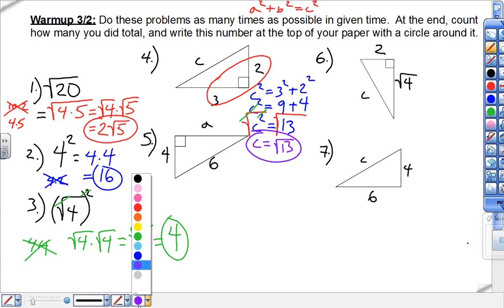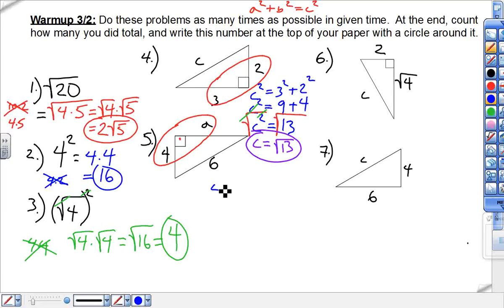Number 5, again, find the legs. Here's my right angle. The two legs are on either side of that right angle. Those will always go together in the Pythagorean theorem. So when I plug them in, that will be 4 squared plus the unknown a squared equals the longest side, the hypotenuse, 6 squared. 4 squared is 16 plus a squared. 6 squared is 36.